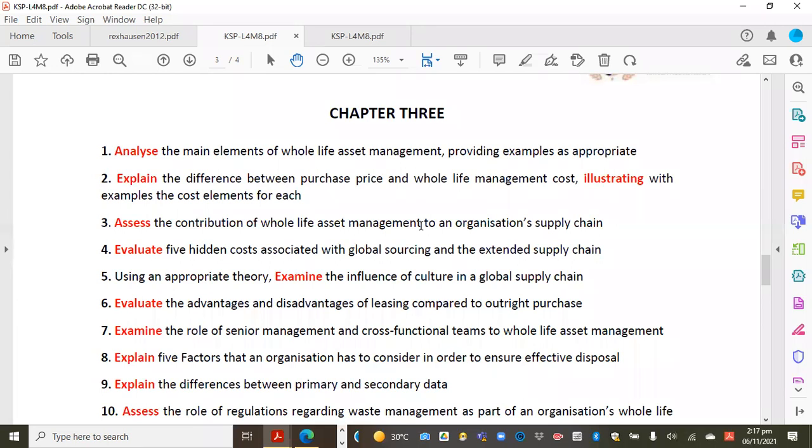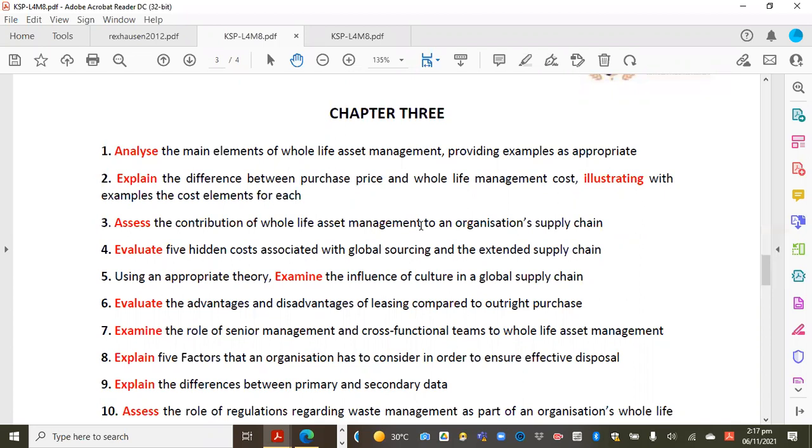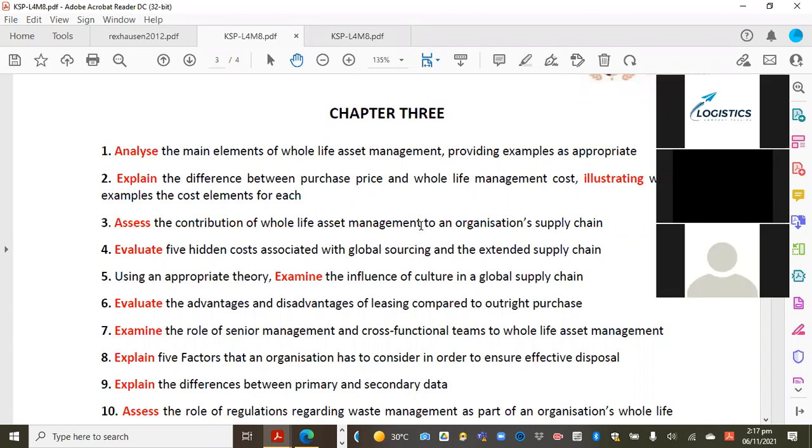And it also supports cross-functional collaboration because whole life asset management cannot be done by just one institute or department. It requires a cross-functional approach to acquiring assets. So let's take note.